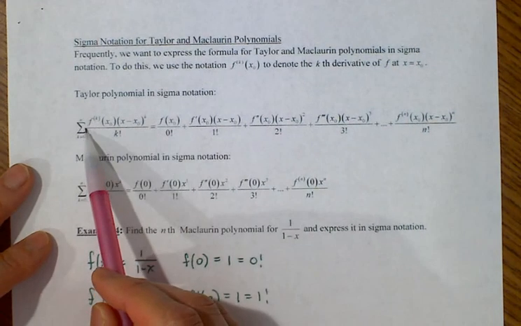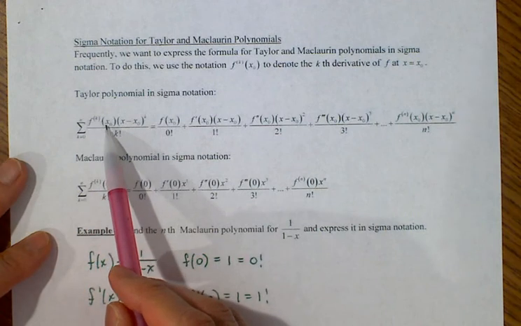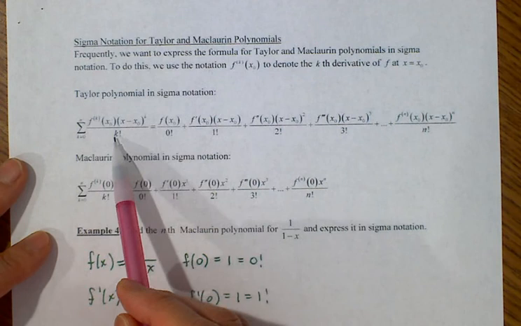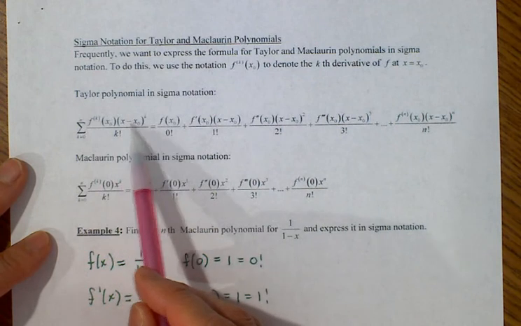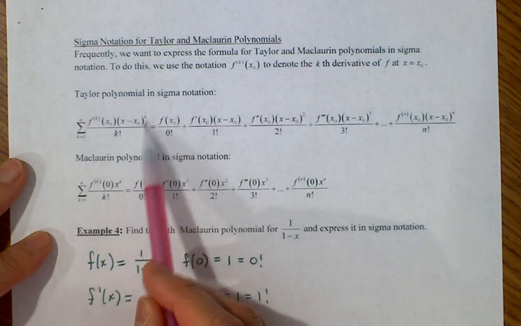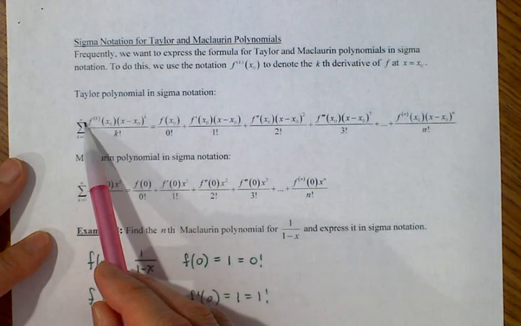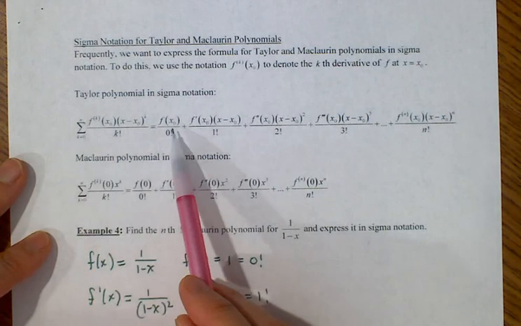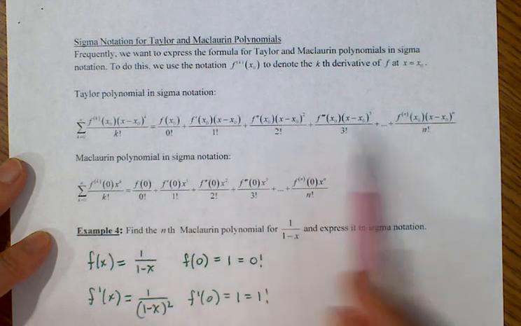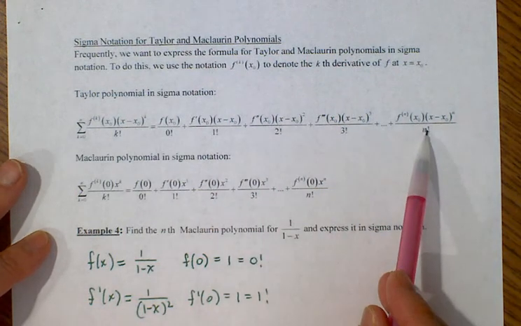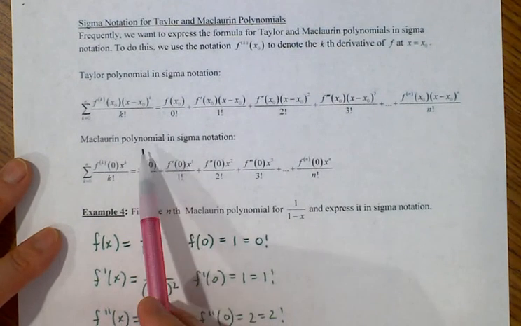The summation of f of the kth derivative of x sub 0 divided by k factorial, and then you're multiplying it by x minus x sub 0 raised to the k power, as k equals 0 out to n. So this is the first n. And so then this is the 0th order, first order, second order, third order, all the way to the nth order. For the Maclaurin polynomial, your x sub 0 is just going to be 0.